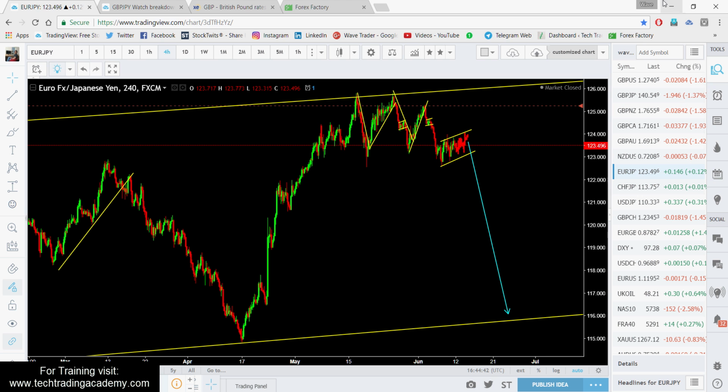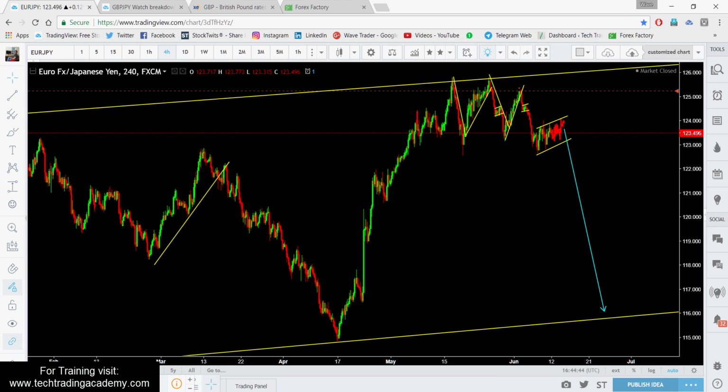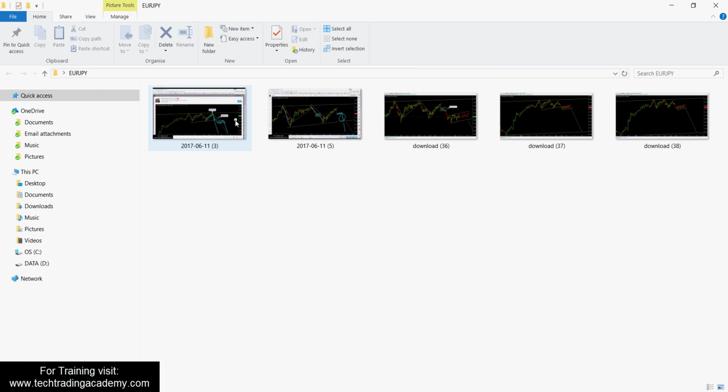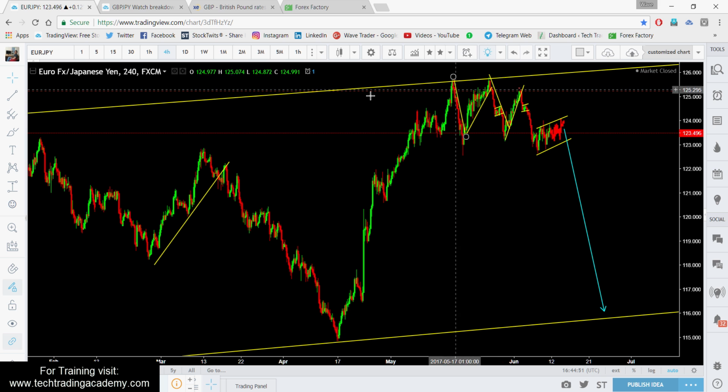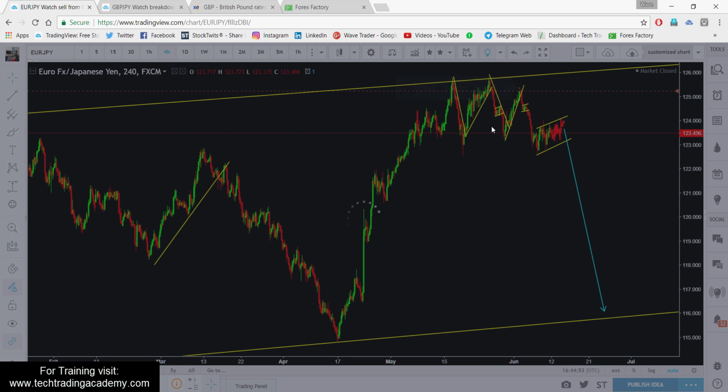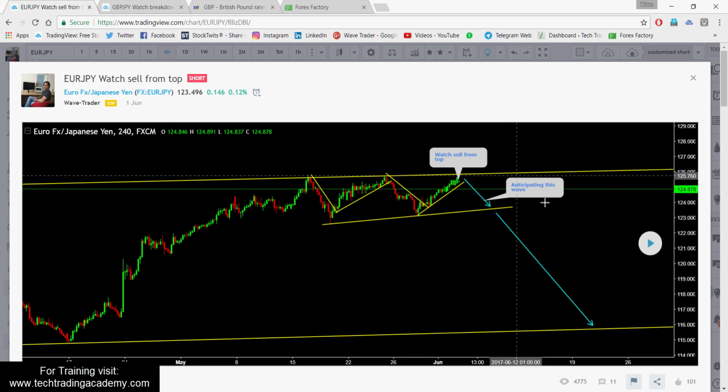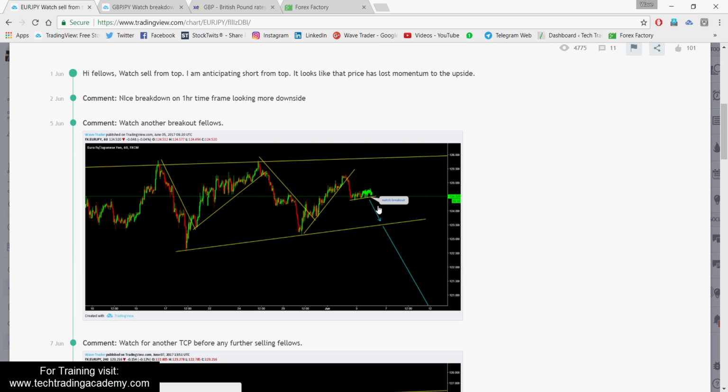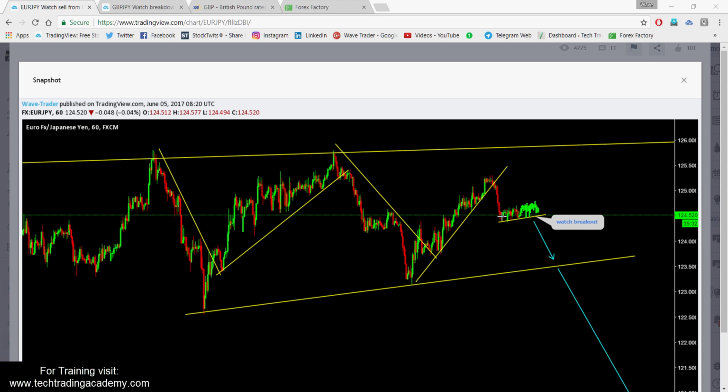Euro yen. Let me show you the last week charts, what we were anticipating on euro yen. The chart was this. We have seen a breakout. This is what we were anticipating. We were anticipating a flag last week. Price was there, we got the flag, we got this trade, we got this breakout. We were anticipating a breakout. We were anticipating a continuation formation under that trend line.